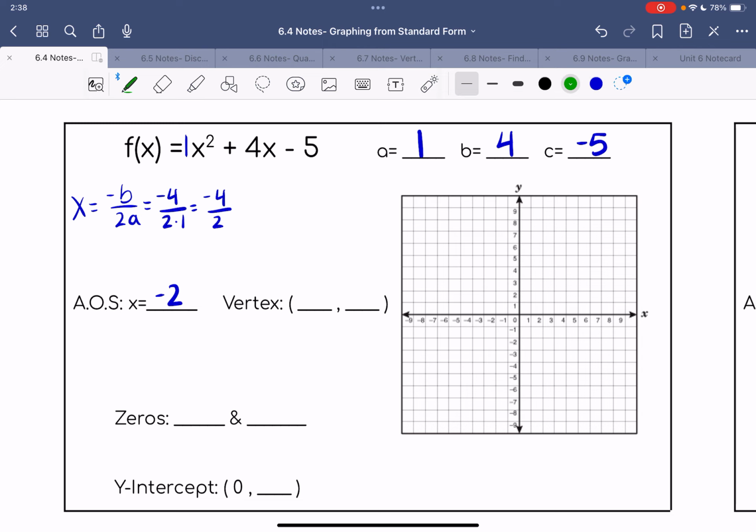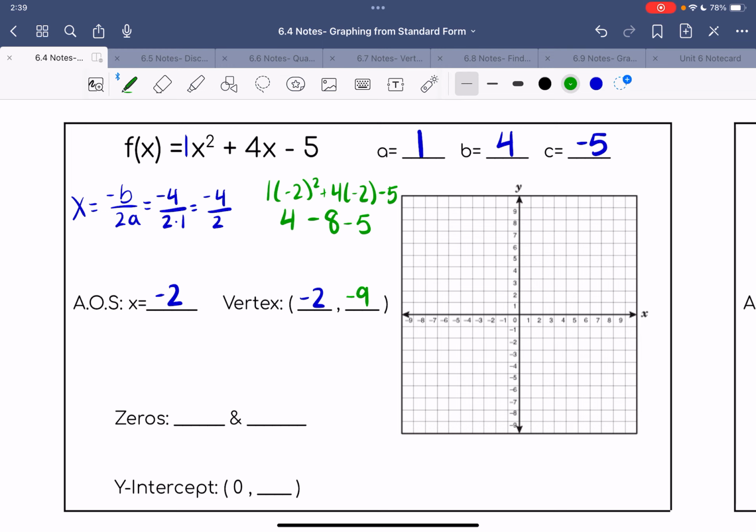I'm now ready to plug that in to find my y. I know my x value is negative 2. So plugging that in to find my y, I've got 1 times negative 2 squared plus 4 times negative 2 minus 5. Negative 2 squared is positive 4. 1 times 4 is 4. Plus 4 times negative 2. 4 times negative 2 is negative 8. I've got my minus 5. 4 minus 8 is negative 4. Negative 4 minus 5 is negative 9.